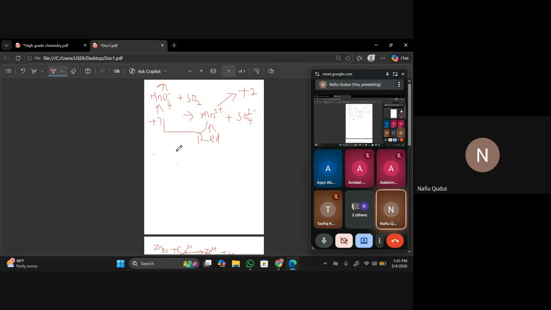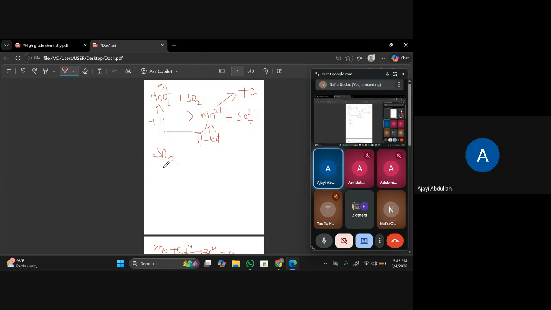So now the second one is SO2. We want to determine the oxidation number of sulfur here. Because we can easily get the oxidation number of oxygen, which is -2, we have sulfur plus 2 oxygen. Do we have any ion here? No, so far we do not have any ion. It will equal 0.